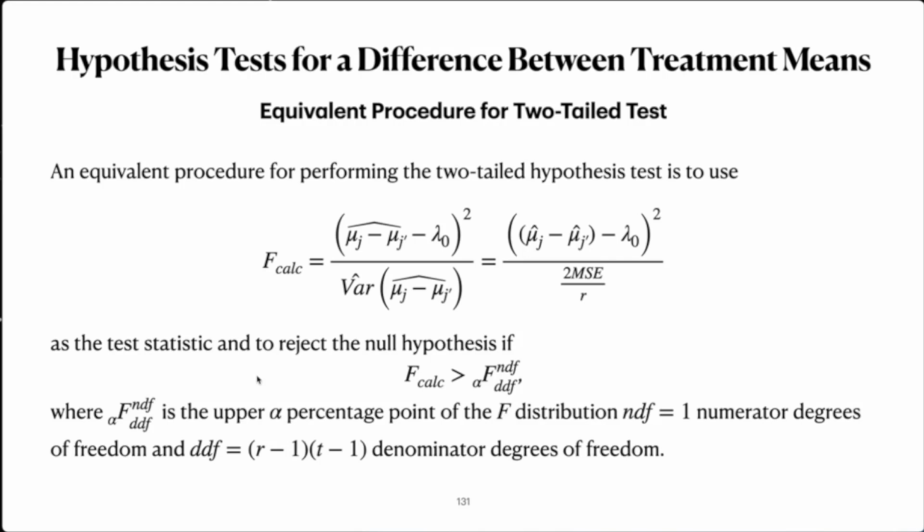The rejection criteria would be to reject the null hypothesis if F-calc, the test statistic, is greater than the upper alpha percentage point of the F distribution with 1 numerator degree of freedom and denominator degrees of freedom equal to r minus 1 times t minus 1.